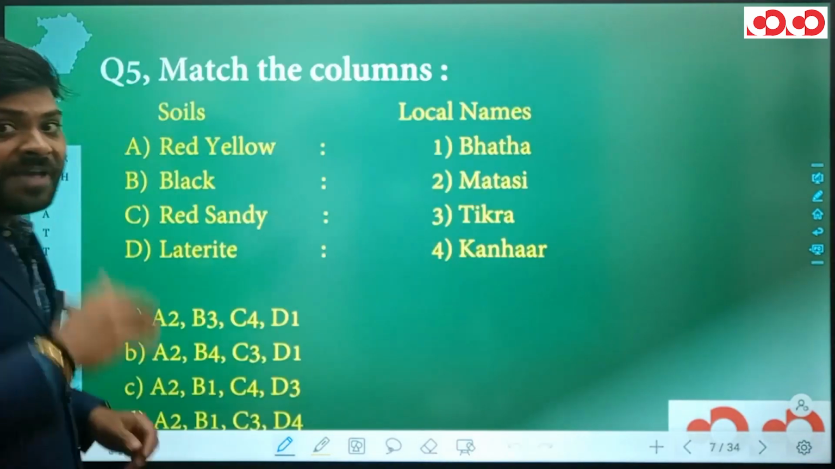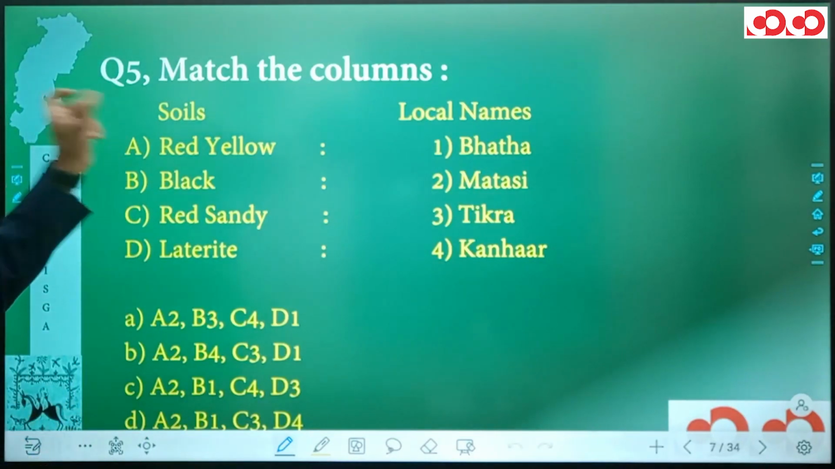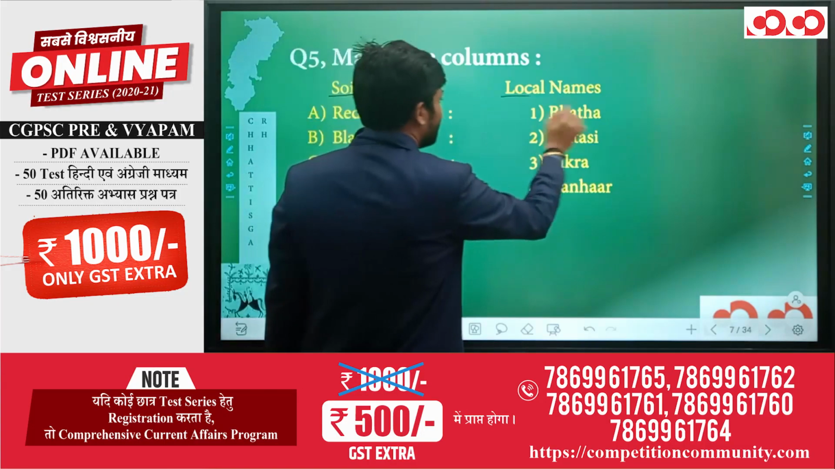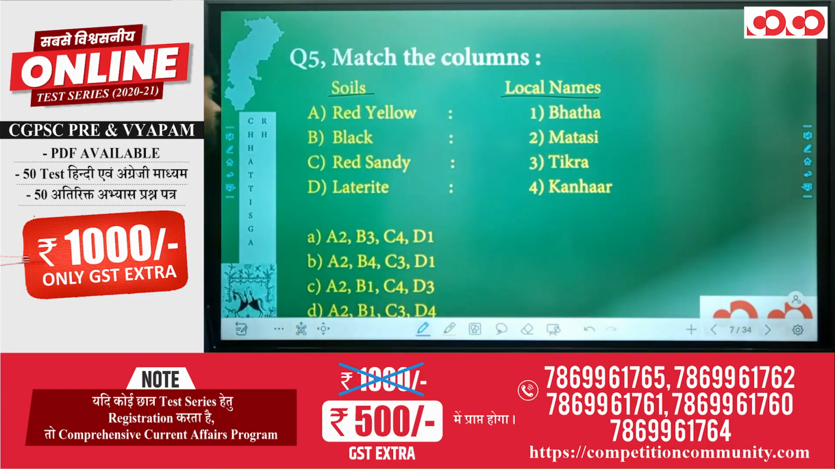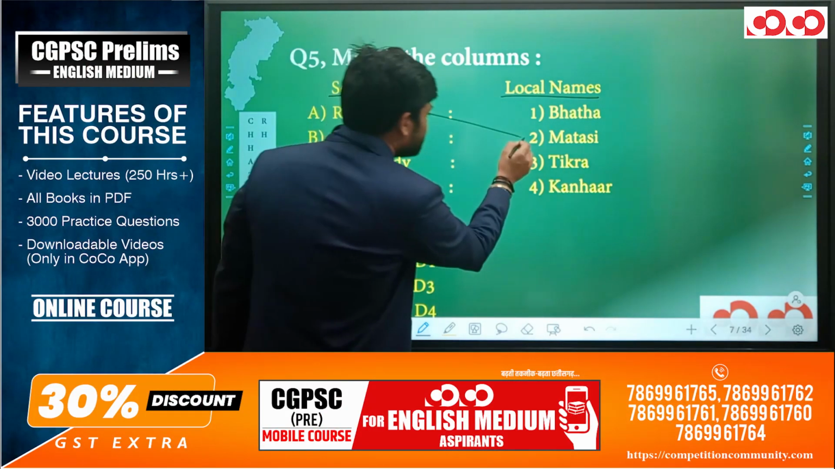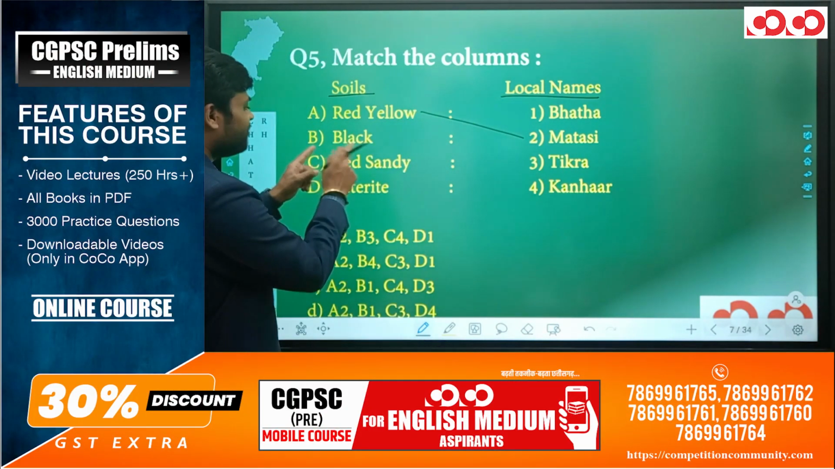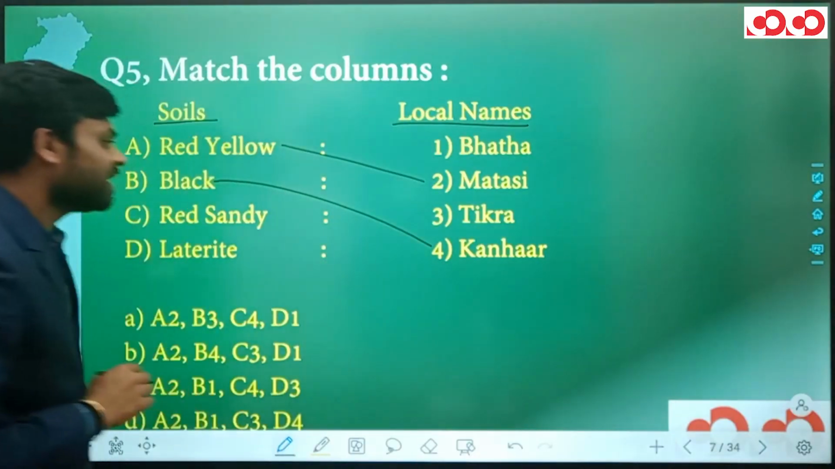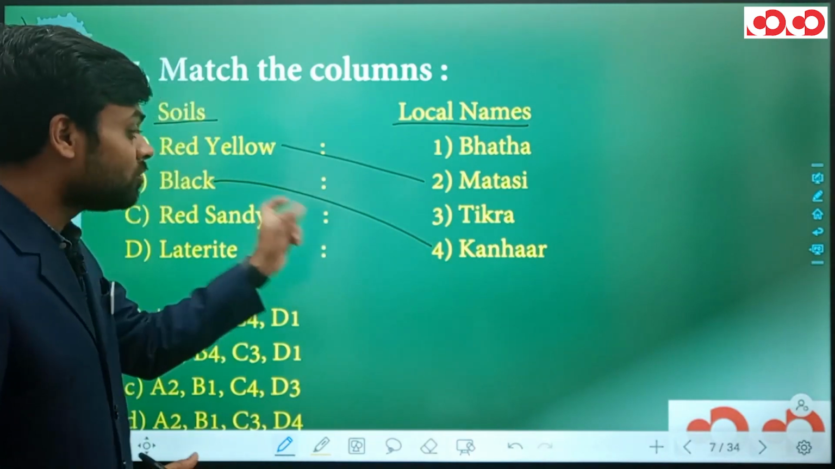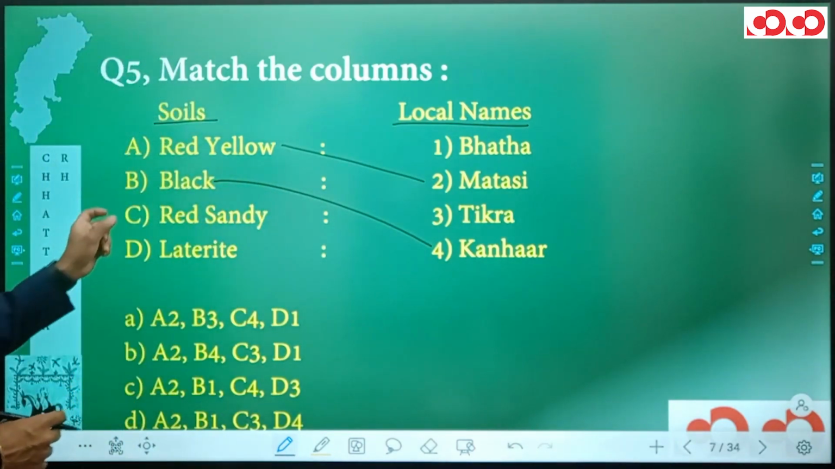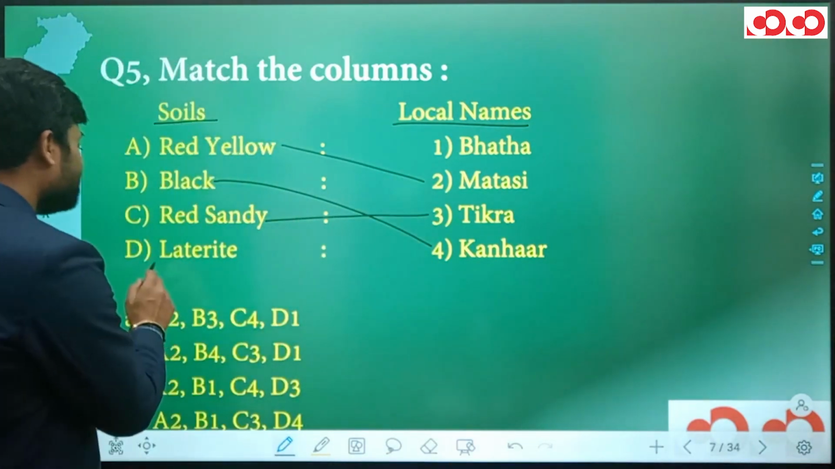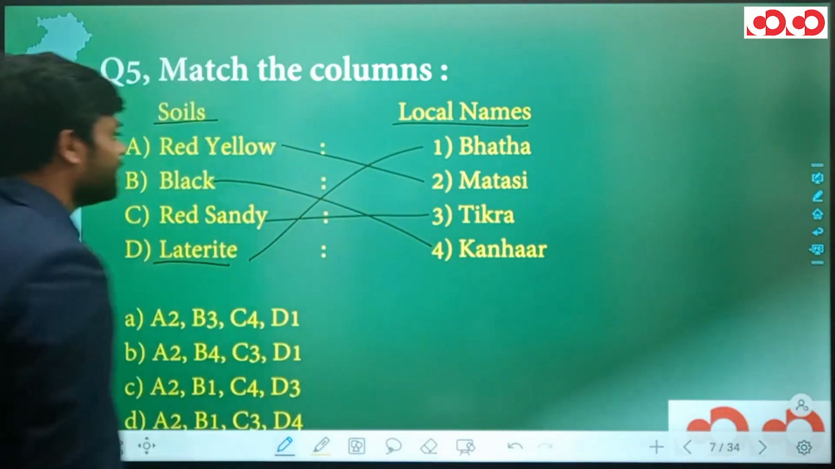Now next we have our fifth question, in which we have to match the columns. In column 1 we have soils, and in column 2 we have local names. Now, red yellow soil. Locally, this red yellow soil is known as Batasi. Next we have black soil. Locally, this black soil is known as Kanhar. In the higher areas, it is also known as Bharri. Regarding this red sandy soil, this is known as Tikra, and this laterite soil is known as Bhata.